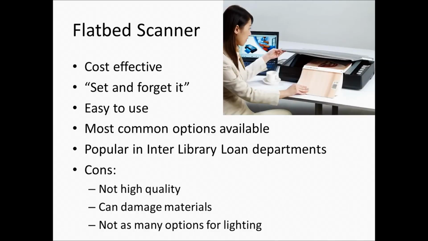I want to talk about equipment for a minute. Here we have a flatbed scanner. This would be something that you might see in, say, an interlibrary loan department, or a lot of times it's the first scanner or digitization equipment that any library organization might buy. It would be, let's buy a scanner, so they buy a flatbed scanner. It's very inexpensive, relatively speaking.